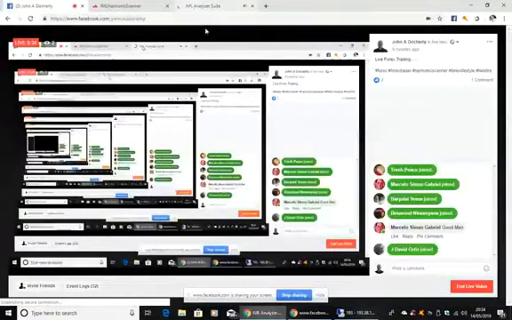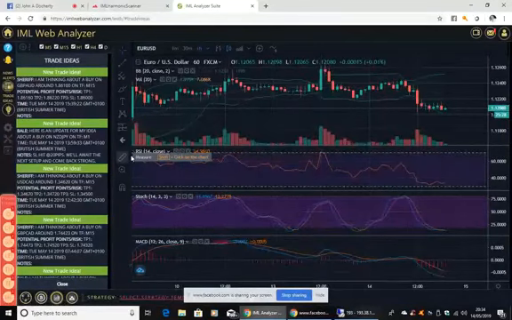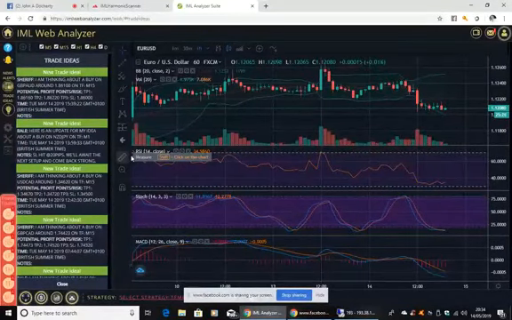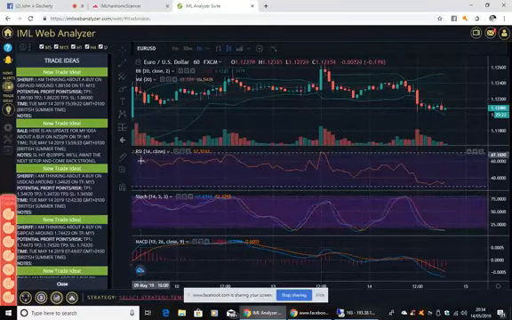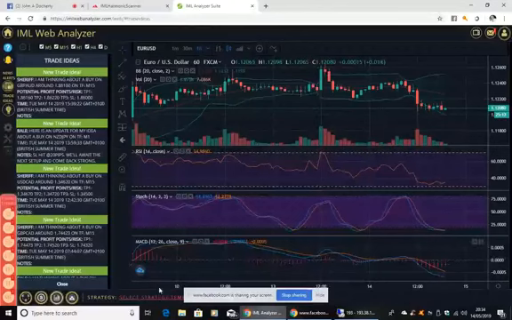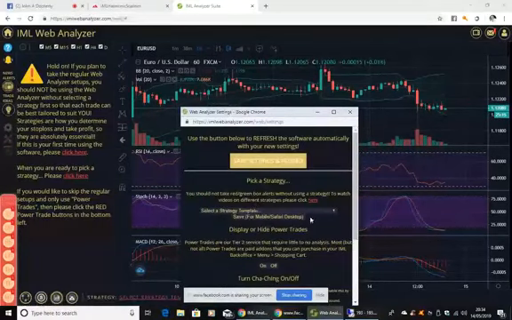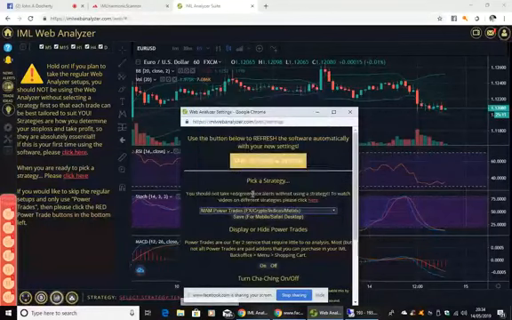Let's scroll down to here. Any questions? Right. So what we've got, this is the Web Analyzer. I use this on the same preference as I would the harmonic scanner. However, you've got the same here, the RSI, the stochastic, and the moving average convergence divergence. So what happens is I would select a strategy, and the strategy that I use in this is the power trades on the MAM.